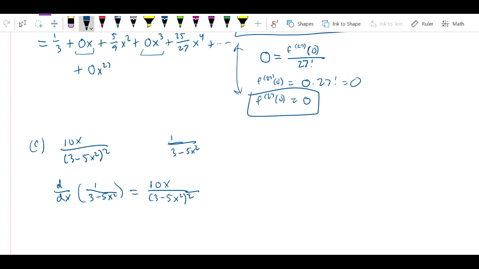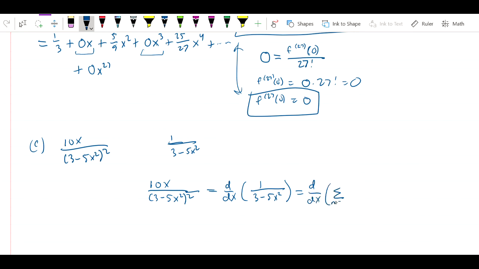Okay, let's actually rewrite this a little bit, in a different order. So 10x over 3 minus 5x squared, squared is equal to the derivative of 1 over 3 minus 5x squared. So that means that it must be equal to the derivative of the sum from n equals 0 to infinity of 5 to the n x to the 2n over 3 to the n plus 1.